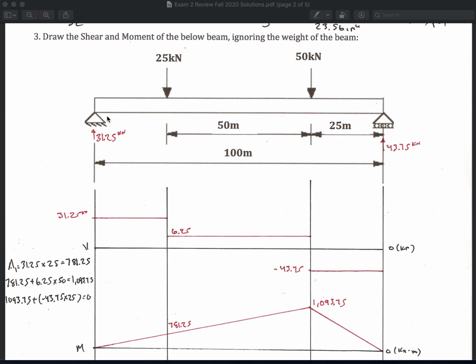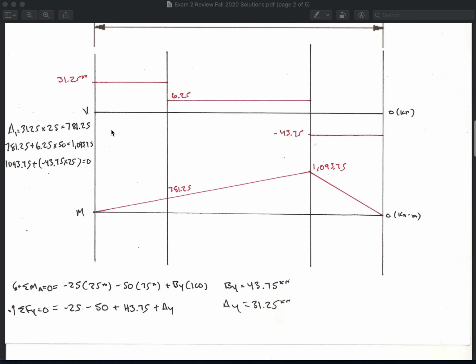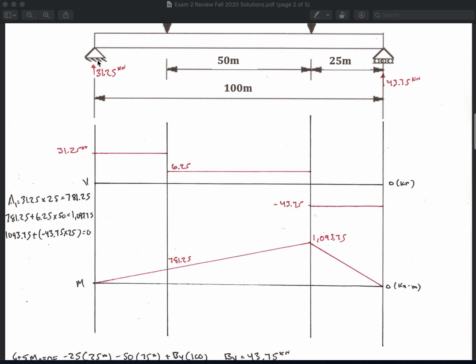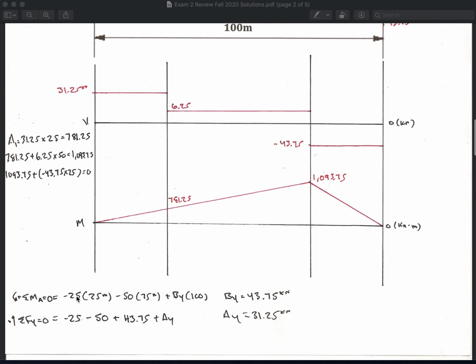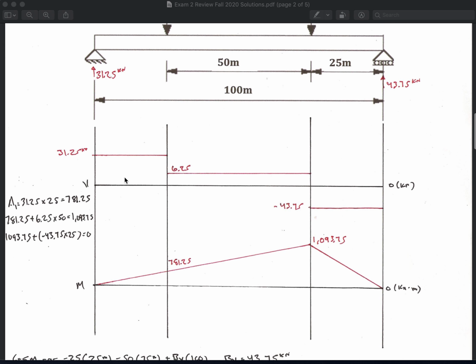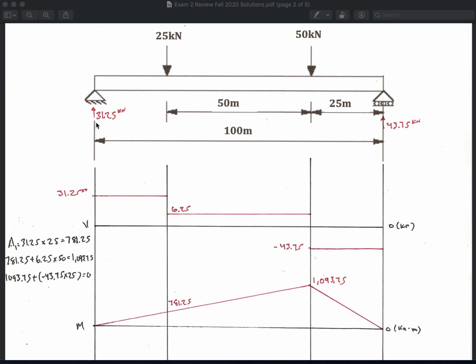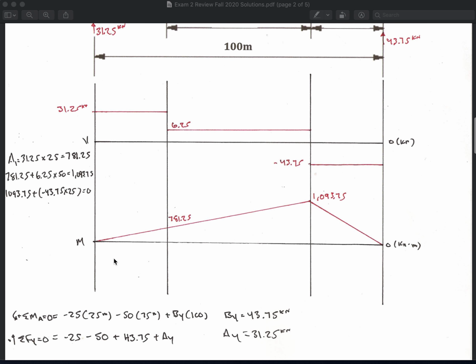The first thing you need to do is obtain the reactions right here, which I already have answered. I've obtained that answer, which is farther down the page. I have some moments at A, assuming the first left pin is A, which is equal to a negative 25 times 25. This is this distance right here. It's the difference between 175 minus 50 times 75 plus By times 100. So By is equal to 43.75.